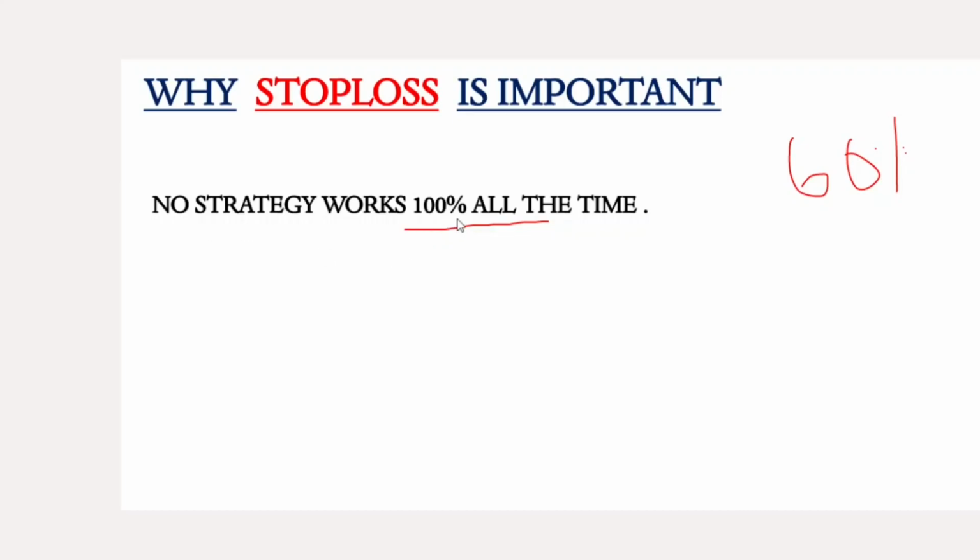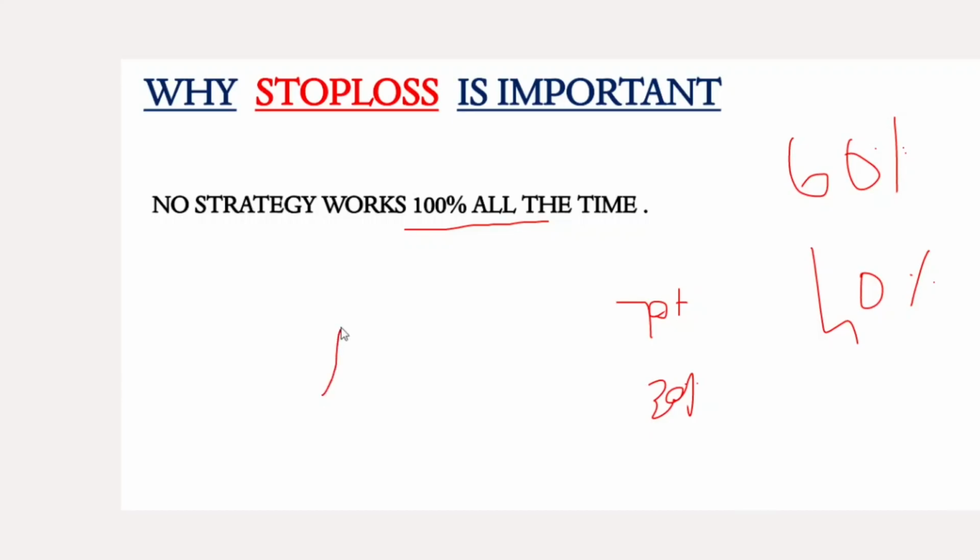No strategy works 100% of the time. Only 60% of the time it works, and 40% of the time it might fail. There might be a strategy which has 70% accuracy, and there might be a strategy which has 30% accuracy. Whatever strategy it may be, no strategy works 100% of the time.